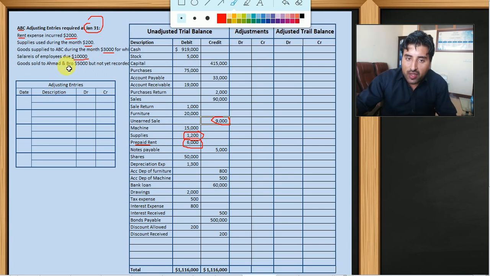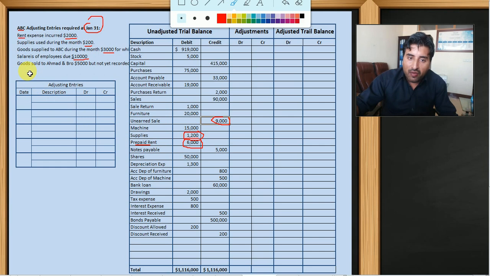So dear students, here we have to debit the salaries expense account, and also we have to credit the salaries payable account. So just check, do we have any account related to expense among these accounts? Salaries expense? No. So we will include it in this trial balance as a new account.